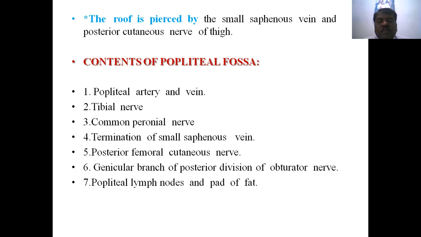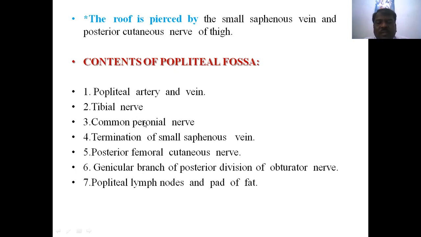We can identify the bulkiest, thickest and longest nerve in the body. It enters the gluteal region just below the piriformis, then crosses the quadratus femoris muscle, then enters the back of the thigh region, and then goes to the apex of the popliteal fossa. After entering the popliteal fossa, it is divided into two terminal parts, that is the tibial nerve and the common peroneal nerve.